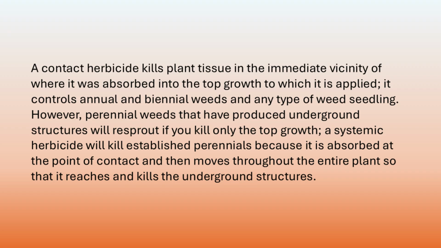A systemic herbicide will kill established perennials because it is absorbed at the point of contact and then moves throughout the entire plant so that it reaches and kills the underground structures.